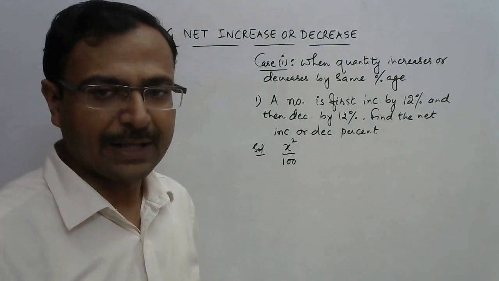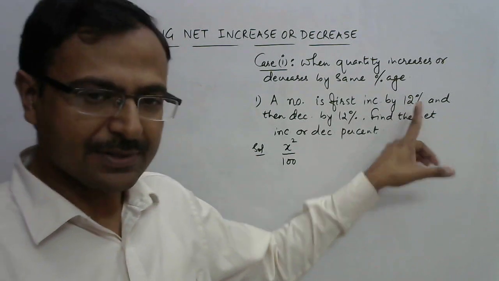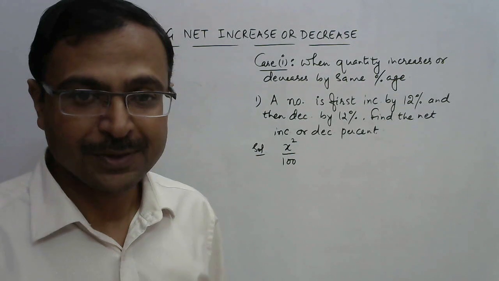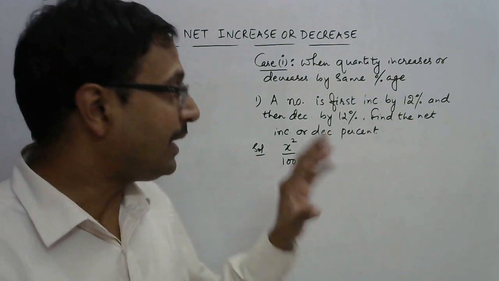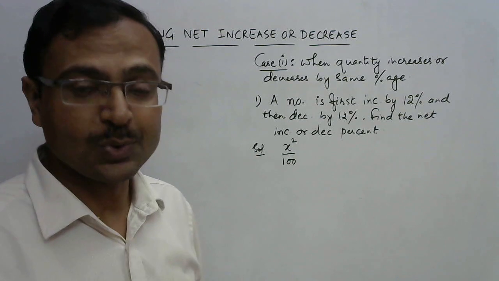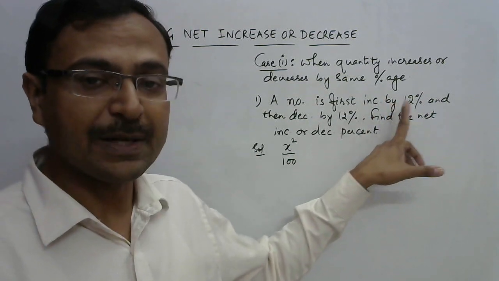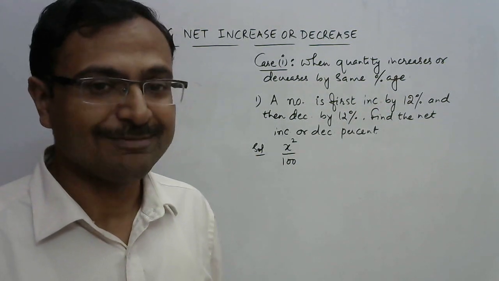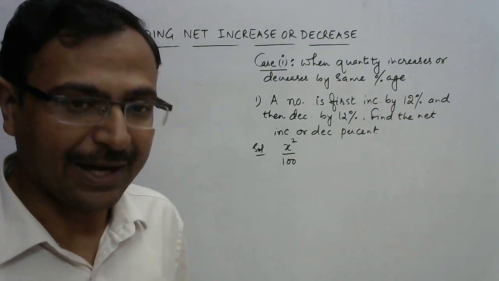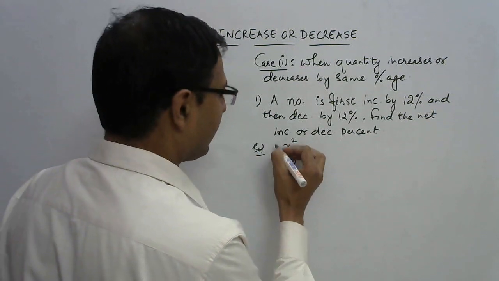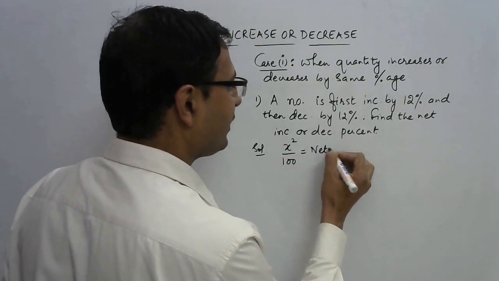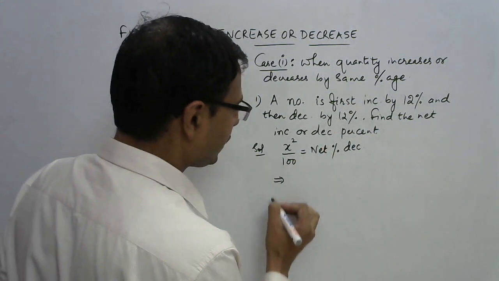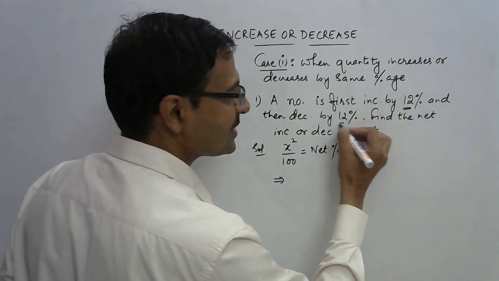Now, x square upon 100, that will give you the net increase or decrease. Now, see, mind you here that the increase is 12%, but the decrease is 12% of a larger quantity, not 100. So, obviously, there will be a net decrease. So, whenever the quantity first increases by a particular percentage and then decreases by the same percentage, then there is a net decrease. You need to remember that. So x square upon 100, this is the net percentage decrease.